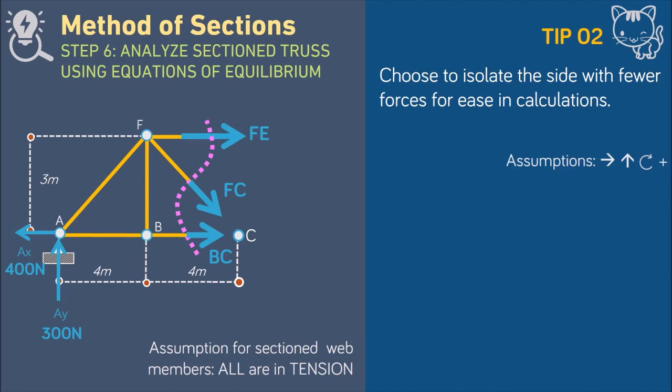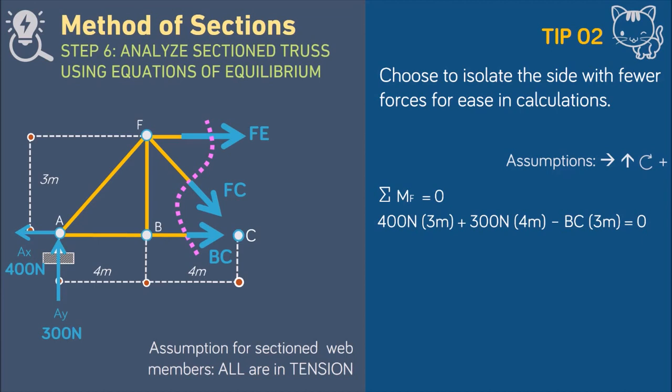First, we will take the vector sum of all forces that will produce a moment about point F, then equate them to 0. Doing this will eliminate the unknown forces FC and FE, and it will yield a direct solution for member BC. So, first we have the positive moment from 400 newtons times its distance of 3 meters from point F, plus the positive moment from 300 newtons times its distance of 4 meters from point F, plus the negative moment from BC times its distance of 3 meters from point F, then equate everything to 0.